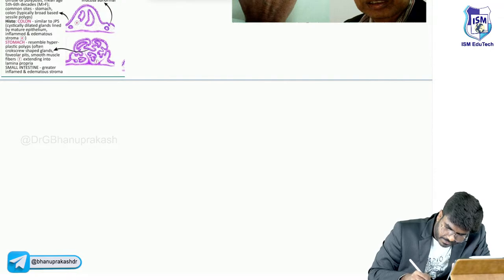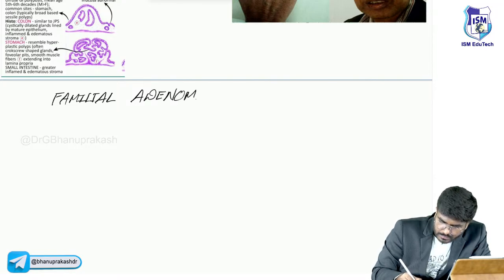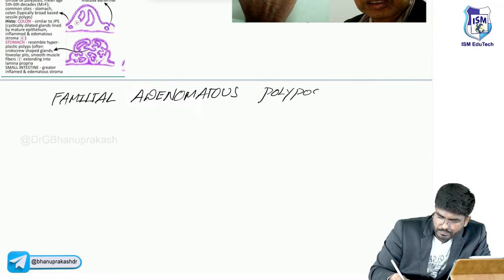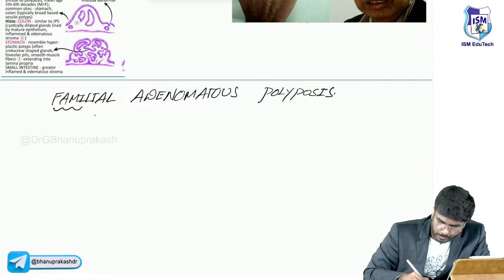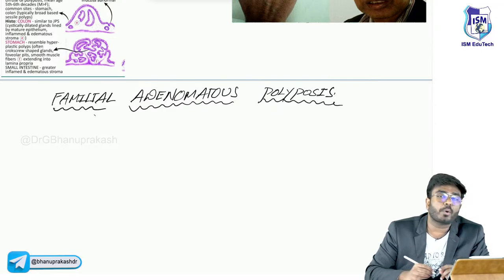Right, FAP, familial adenomatous polyposis. It's a polyposis. Many polyps are going to be seen, not one or two, hundreds and thousands of polyps are going to be seen, sir.